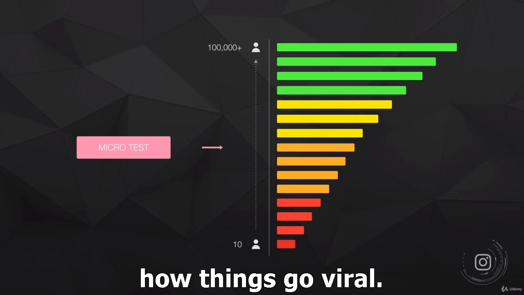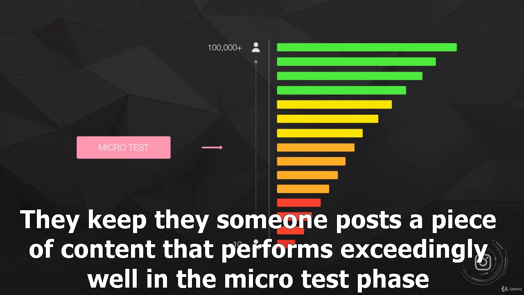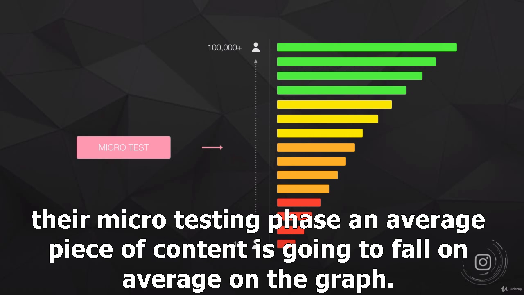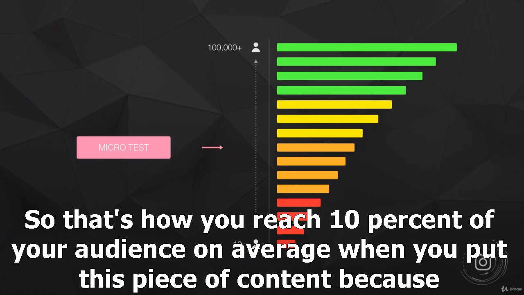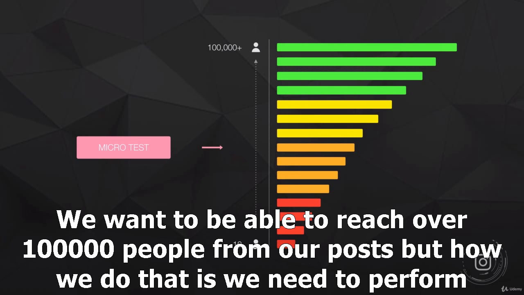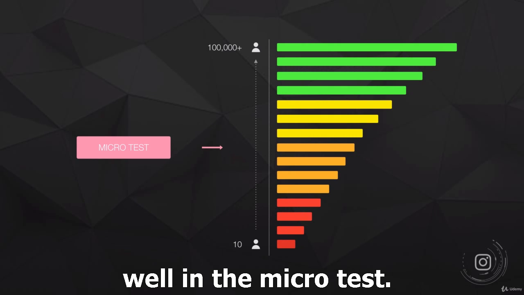But you can see this is how things go viral. Someone posts a piece of content that performs exceedingly well in the micro test phase, and therefore Instagram pushes it out to 100,000 plus more people because it's done well in their micro testing phase. An average piece of content is going to fall on average on the graph. So that's how you reach 10% of your audience on average when you post, because that's how your content is going to perform on average. And we want to boost that average up. We want to be able to reach over 100,000 people from our posts. But how we do that is we need to perform well in the micro test.